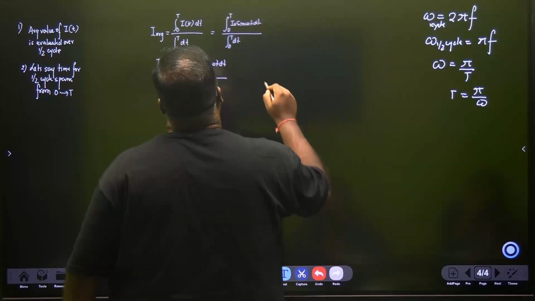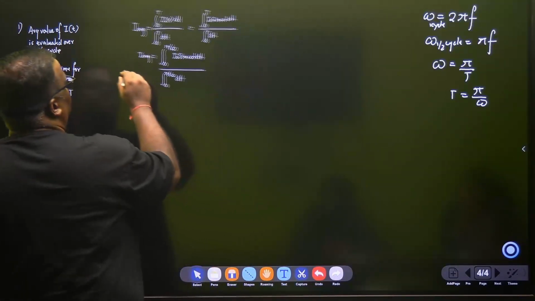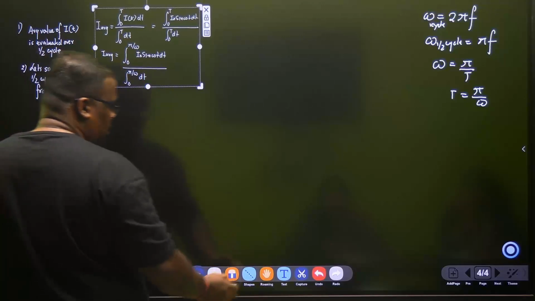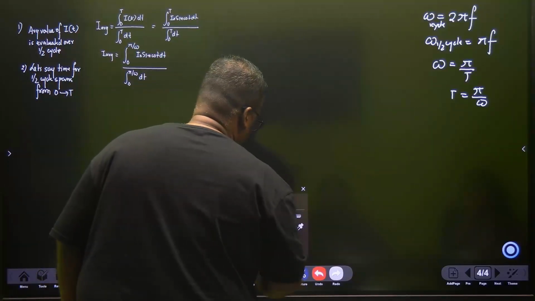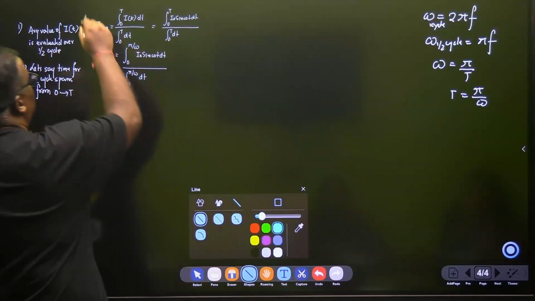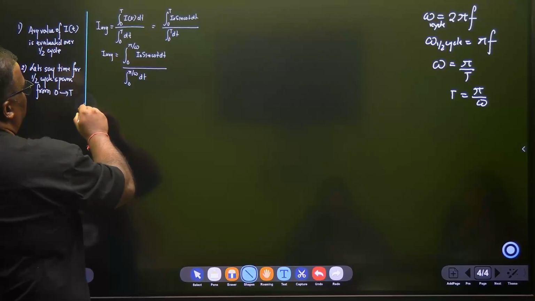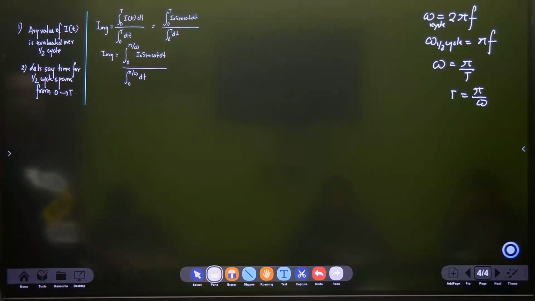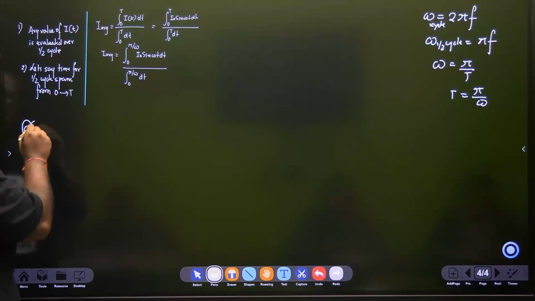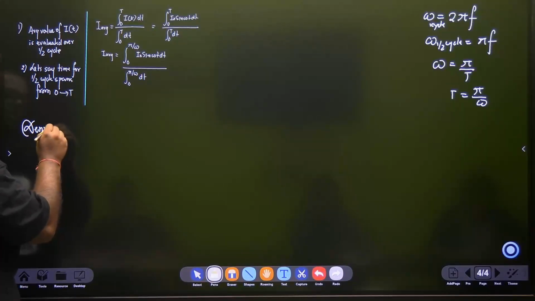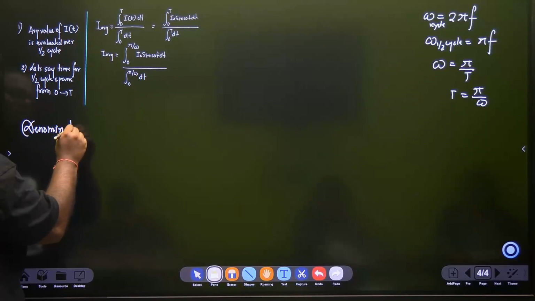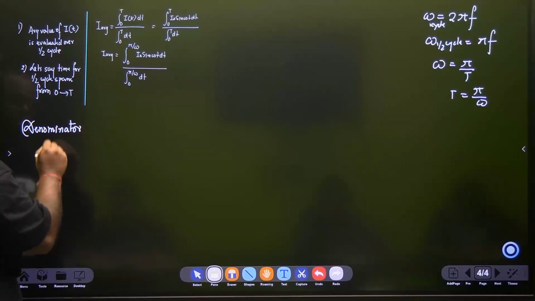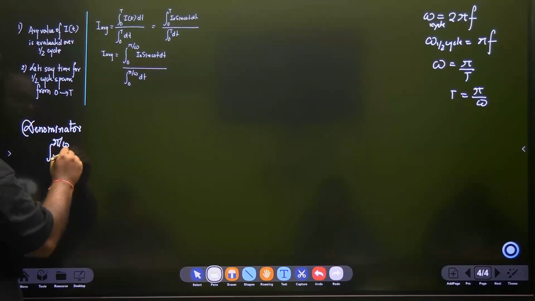Making it smaller now, since you have understood. For our simplicity, you must be thinking, what big integrals, this man is eating my head. For simplicity we will solve the numerator and denominator separately. Agreed? So let's first solve the denominator. What is the denominator? The integral from 0 to pi by omega of dt.